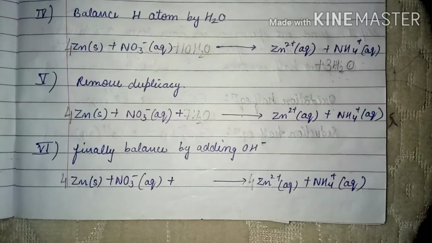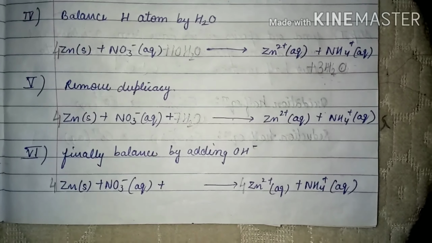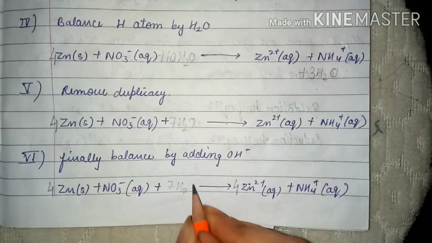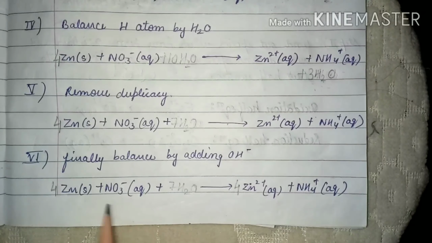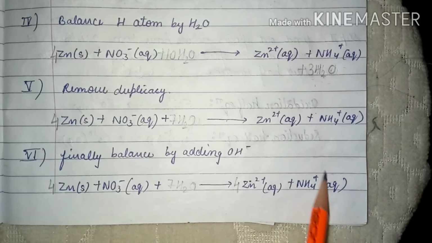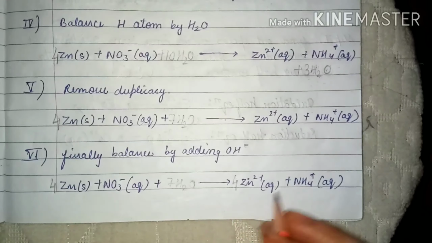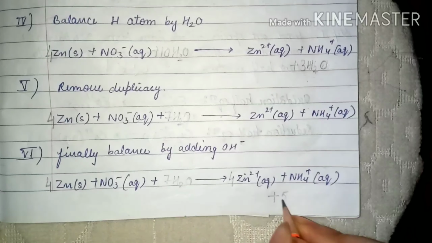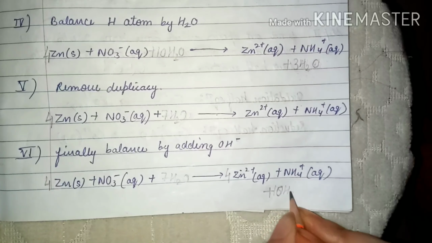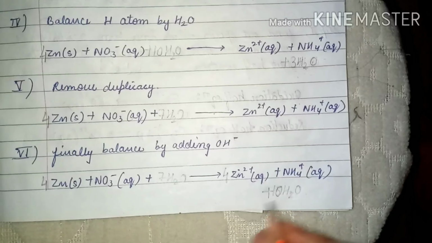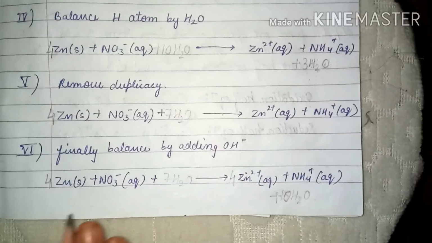Now finally we have to balance the overall oxygen and hydrogen by putting the hydroxyl ion. Here it is 7 H2O, meaning 14 hydrogen, and how many oxygens? 7 plus 3, 10 oxygens. Here we have 4 H plus already, but there is no oxygen. So here we have 10 oxygen, so we will put 10 OH minus. Okay, so this is the final balanced equation in the basic medium.